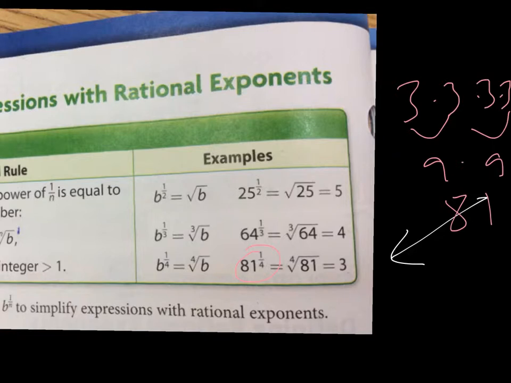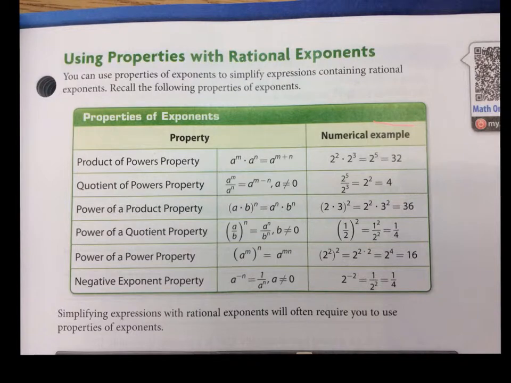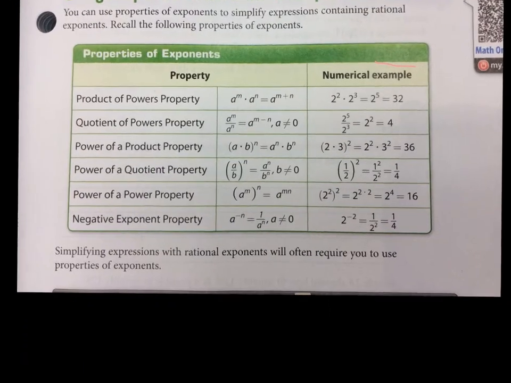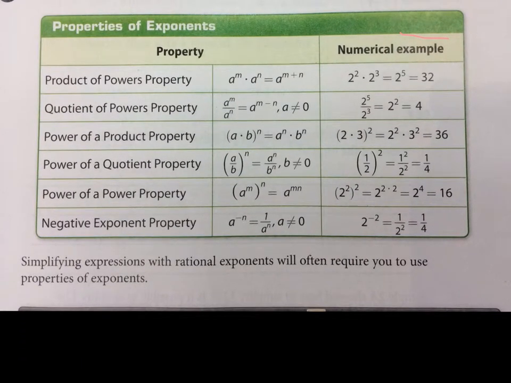You're going to have to get really good at knowing your square roots, your cube roots, your 4th roots, and a couple of your 5th roots, like the 5th root of 32 is 2. Those are some things that you need to know. All right, using properties with rational exponents. You can use properties of exponents to simplify expressions. We're going to go over some of these properties real quick.